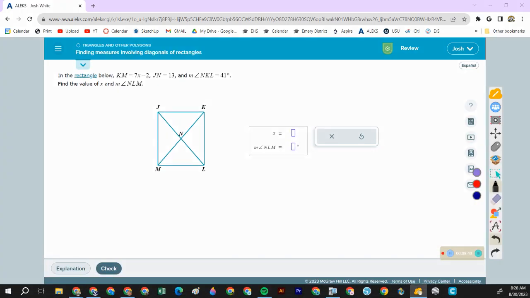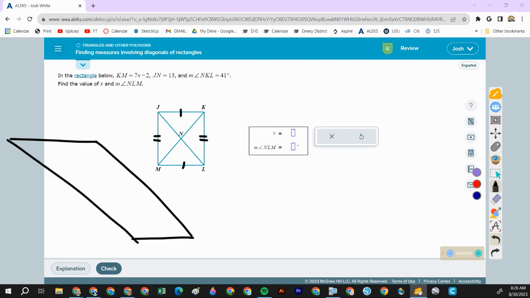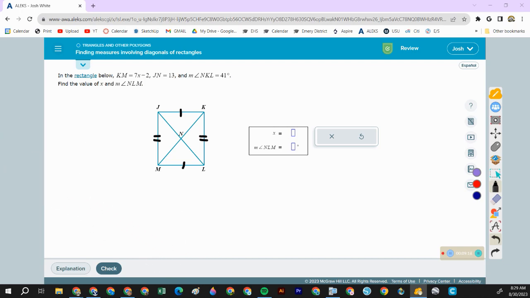Okay, here we have a rectangle. In a rectangle, top is equal to top. Left is equal to left. What about the diagonals? The diagonals are the same length in a rectangle. That's not true in a parallelogram. So in this case, we have a short diagonal and a long diagonal. But in a rectangle, the diagonals are the same length, which means all of these are the same length.